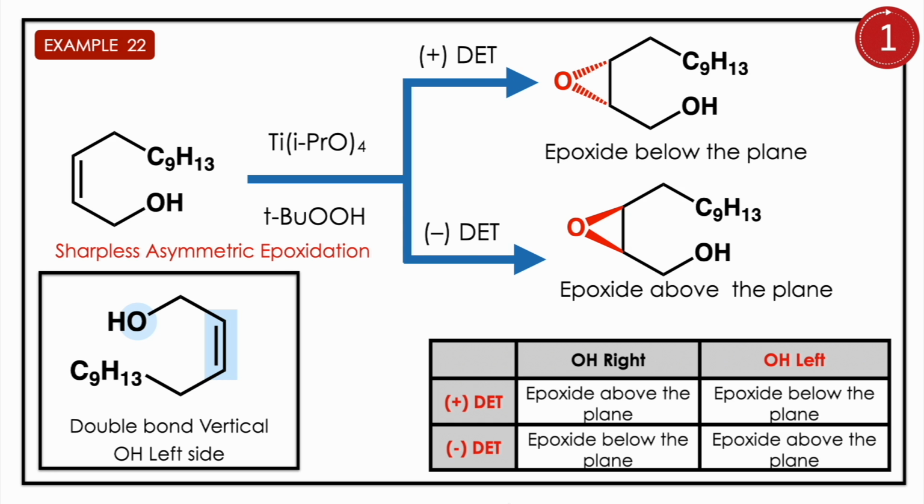Here the answer is simple. Here you have an allylic alcohol, minus and plus DET control the reaction. So Sharpless asymmetric epoxidation. First step, you should find the position of OH. So bring the double bond vertical, OH above. If you do that, you can clearly see OH is on the left side. If you use plus DET, epoxidation happens below the plane. If you use minus DET, epoxidation happens above the plane. So two different reagents, two different products, all are stereochemically controlled.